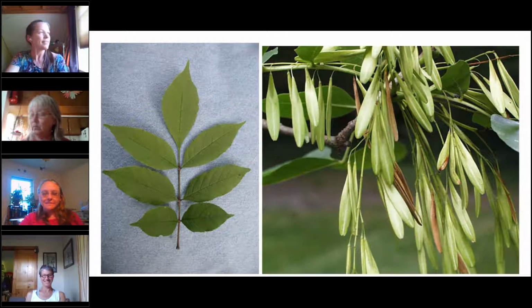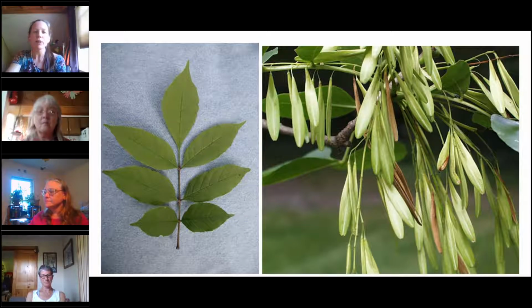So, ash leaves. On the left, you have what is actually one ash leaf, and it's made up of leaflets. And there's usually, I think, between 5 and 11 leaflets. So there's no one magic number for an ash tree leaf.